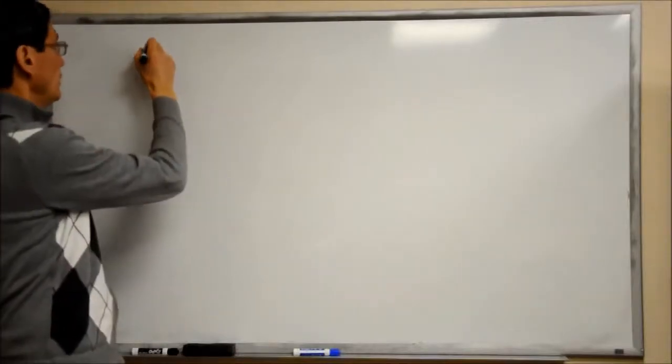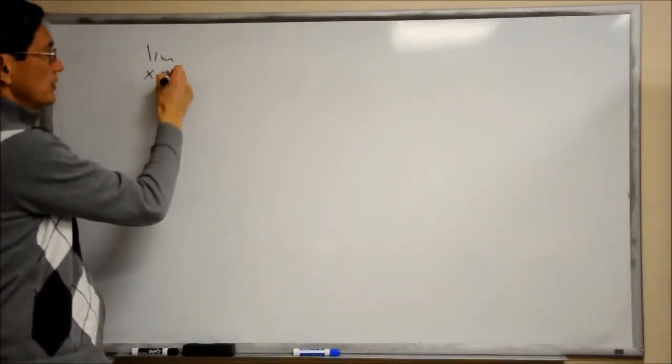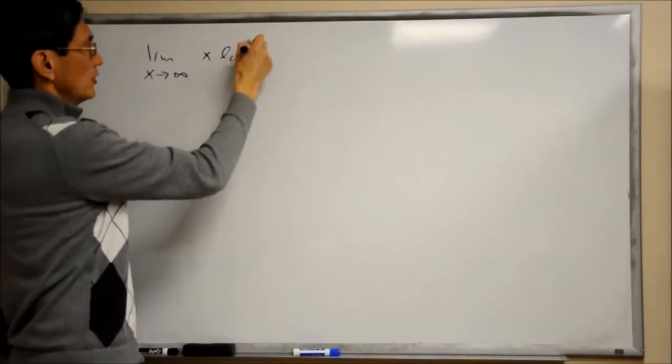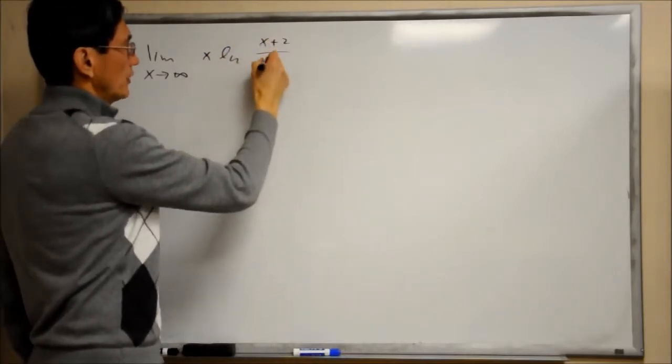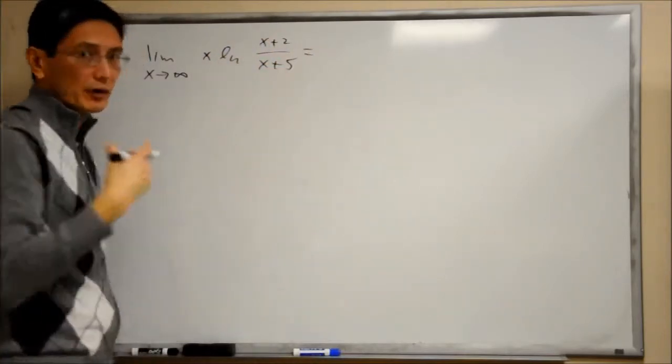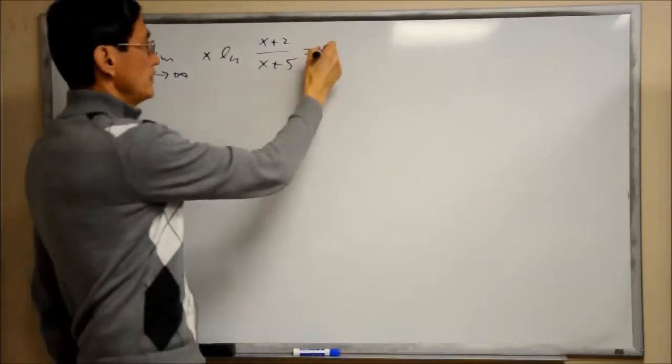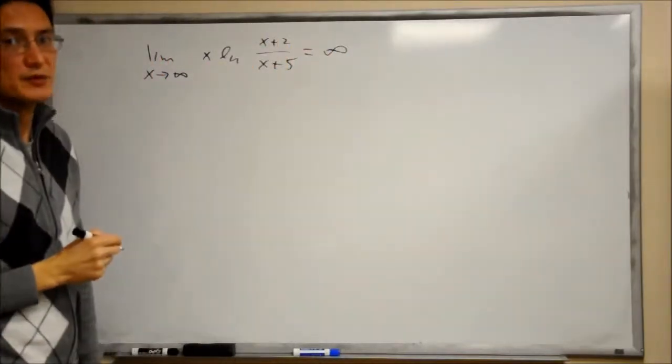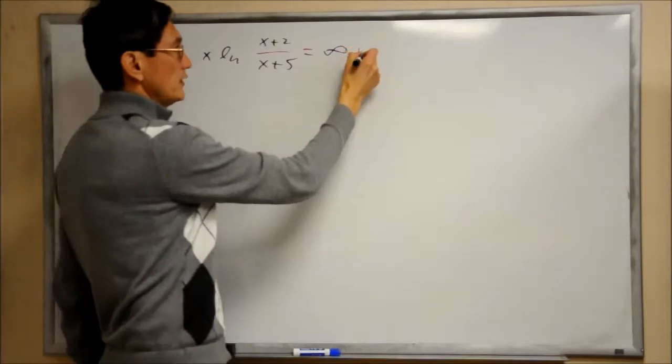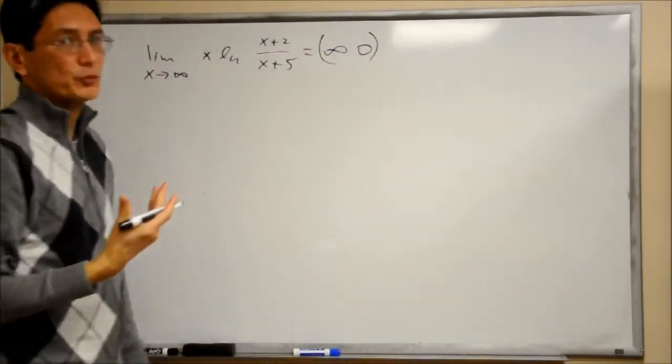Say we want to find the following limit. Limit as x approaching infinity, x times natural log of (x plus 2) over (x plus 5). If we plug in infinity for x, we get infinity, and (x plus 2) over (x plus 5) is 1, and ln of 1 is 0. So infinity times 0, which is indeterminate.